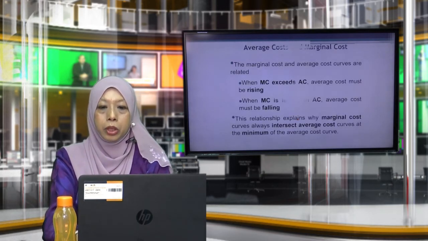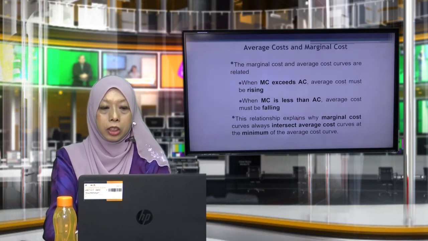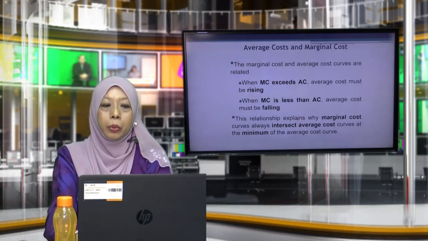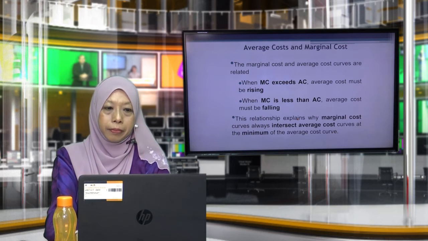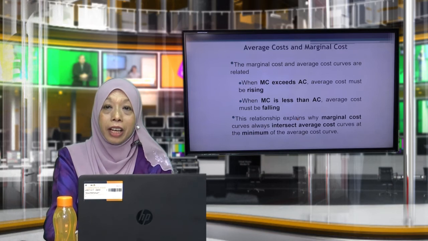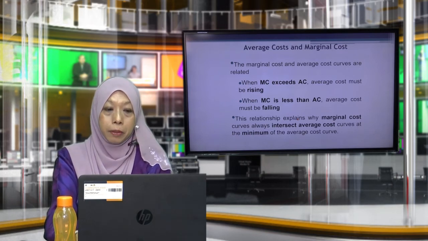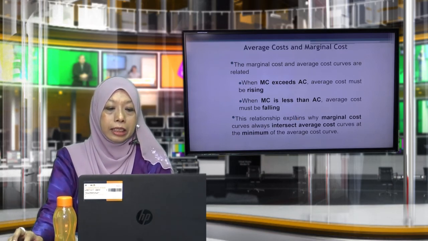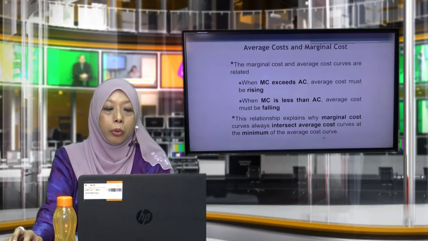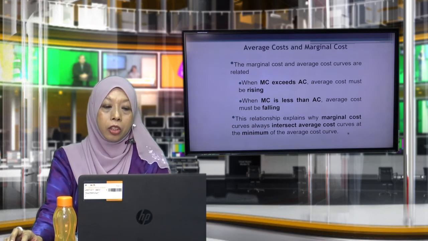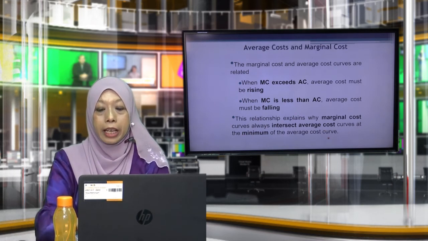Now, what is the relationship between the marginal cost and average cost curve? When marginal cost exceeds average cost, the average cost curve must be rising. But when marginal cost is less than average cost, the average cost must be falling. This relationship explains why the marginal cost curve should always intersect the average cost curve at the minimum of the average cost curve.